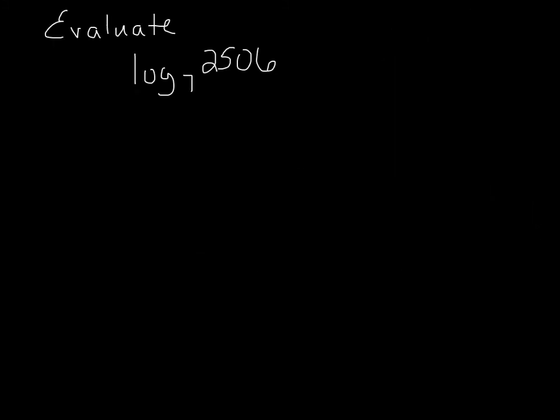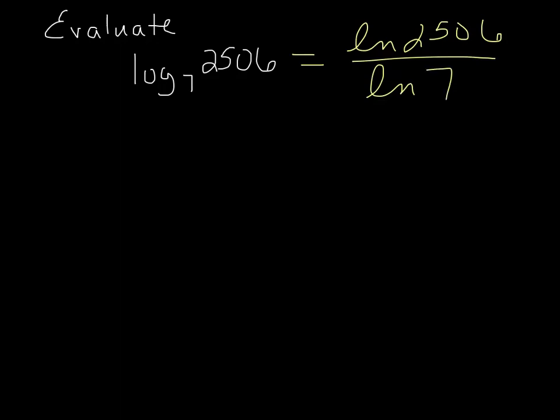Okay, so same thing here. Try evaluating this one. We've got log base 7 of 2,506. If we were going to use the change of base formula, and I'm just going to use natural log because that's the one that I use, it's the natural log of 2,506 divided by the natural log of 7. So if we type that in, natural log of 2,506 divided by natural log of 7, we can see that that is approximately 4.200. So hopefully you have that same calculation.